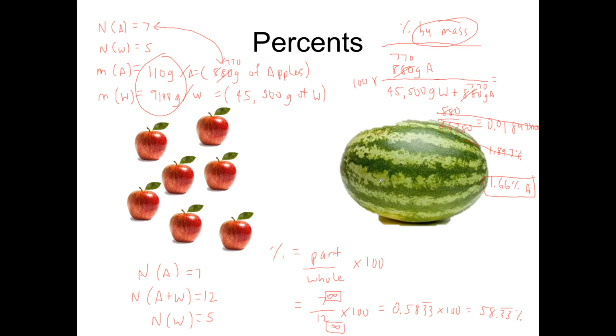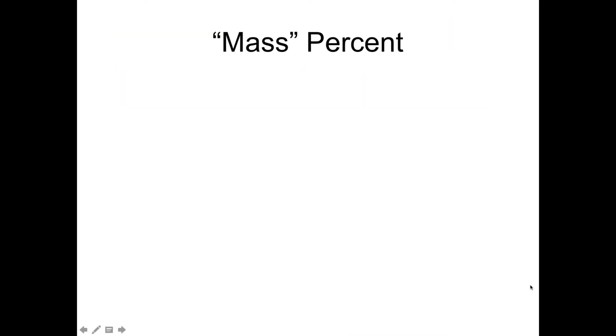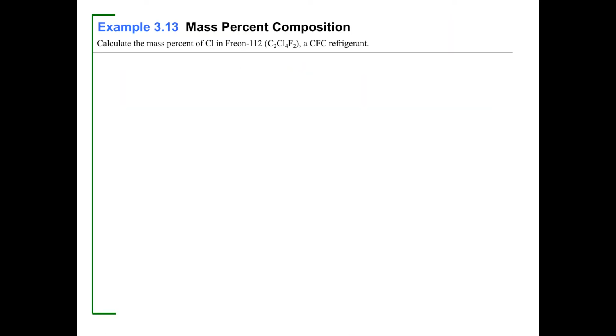Okay, so it looks like if the grocery is doing percent by mass, it's 1.66%, and if it's percent by number, it's 58%. What a big difference. Okay, so it looks like our math is good there. The conclusion is a little hard to believe, but you can see that you're not going to get the same number if you're doing percent by number as you are if you do percent by mass. Okay, let's go to another example here.